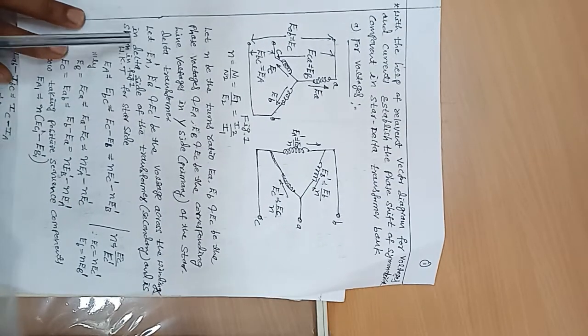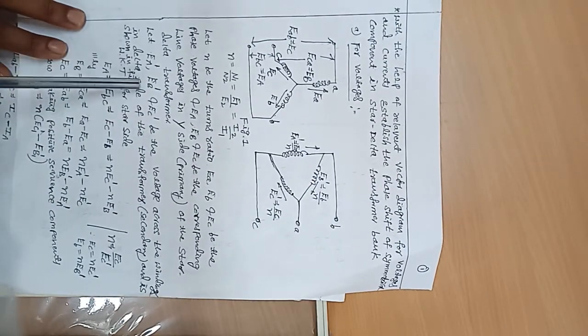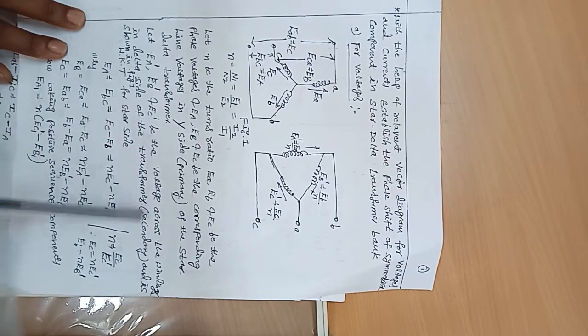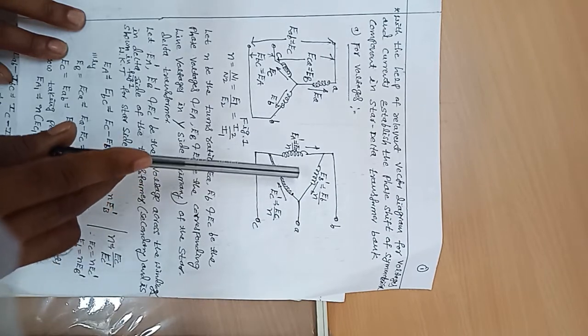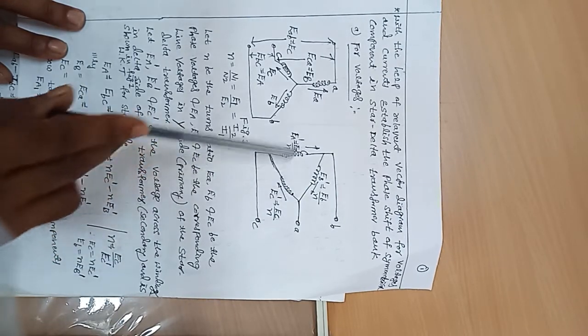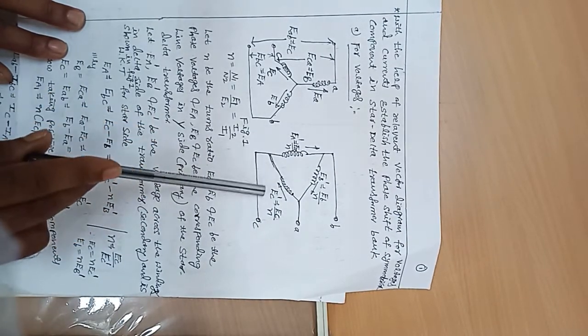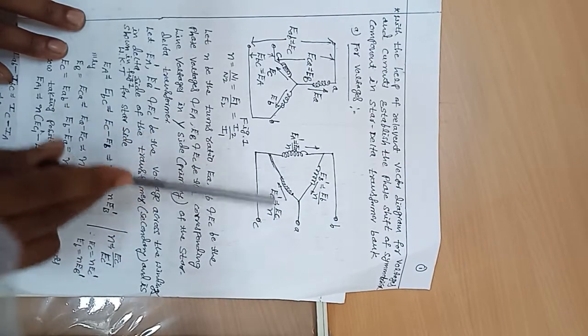Now let EA dash, EB dash, EC dash be the voltages across the windings on the delta side, because on the delta side the phase voltage is equal to the line voltage. That is why EA dash, EB dash, EC dash are the voltages across the delta side.